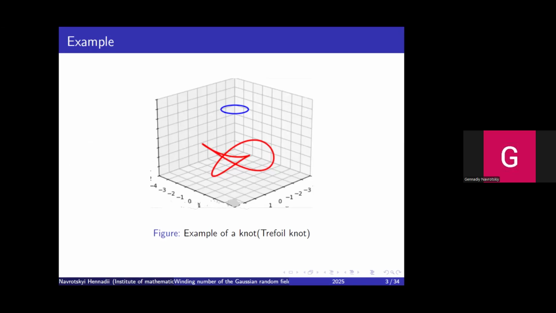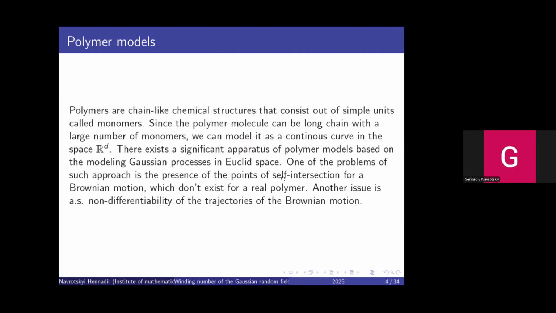Knots can be classified by the minimal number of crossings on their planar projection, or planar diagram. This is an example of a knot, actually the only knot with only three crossings on its planar diagram. Otherwise, we need knots because they are used in some polymer models.